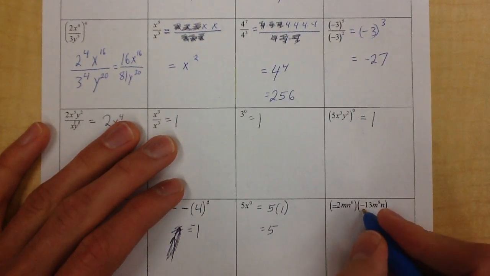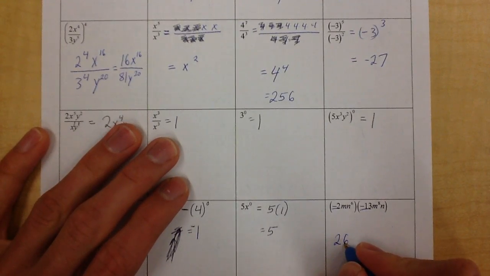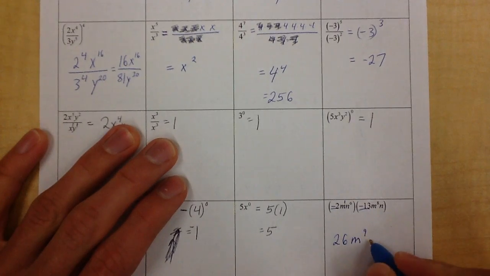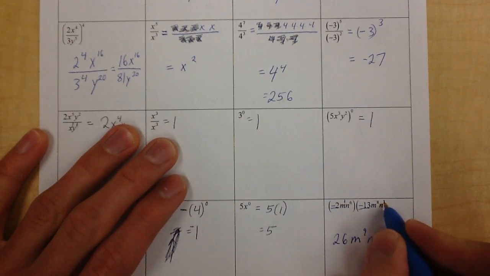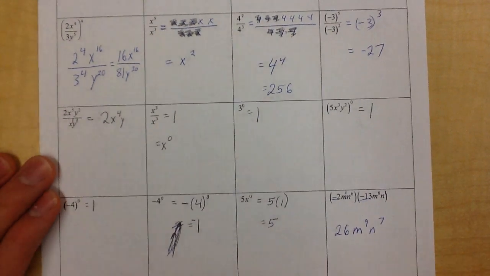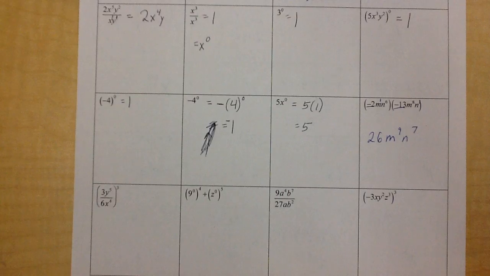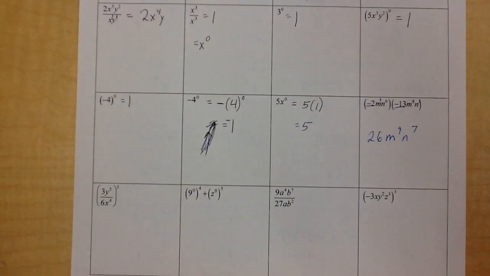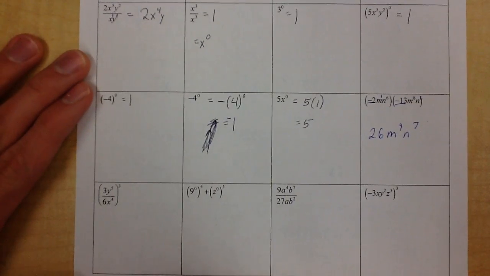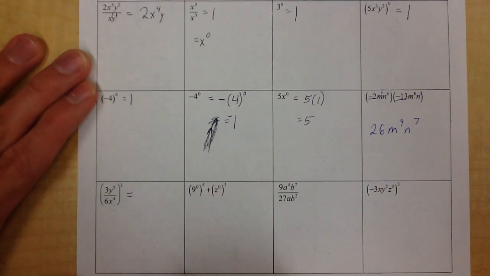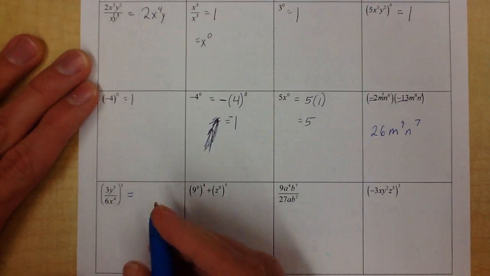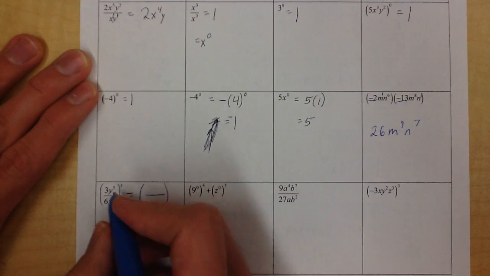First thing, negative 2 times negative 13 is 26. M to the 1 plus 8 is 9. 6 plus 1 is 7. Okay? Next problem. We have a couple things going on, and actually before I even start the problem, I'm going to do something that we haven't done in this lesson yet, but I think it's easy to do and fair to do. 3 over 6 is a fraction that reduces. So before we even start, let's reduce it.